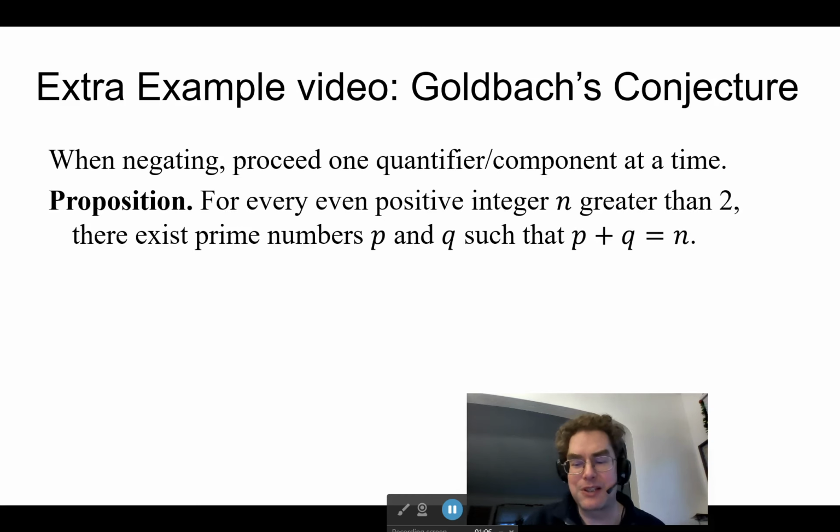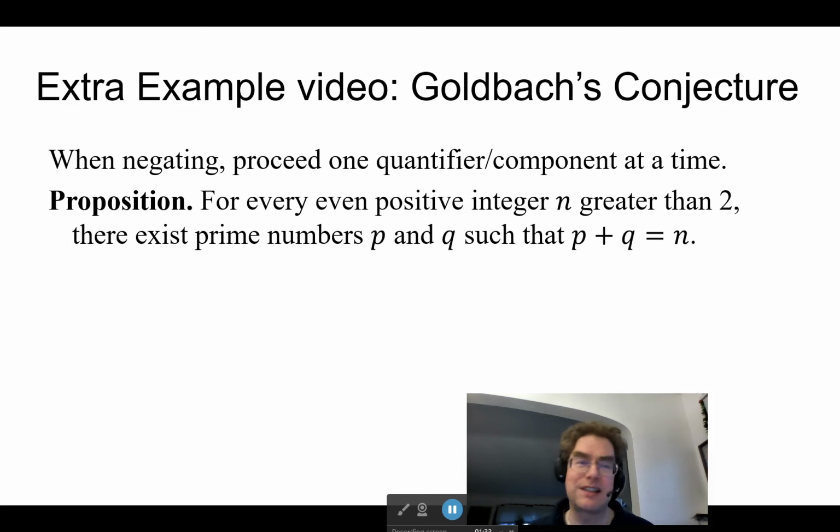Okay, so here's the proposition we are going to consider. For every even positive integer n greater than 2, there exist prime numbers p and q such that p plus q equals n. So hopefully you can see the two quantifiers involved in this statement. Really, there are three. n is universally quantified, and p and q are both existentially quantified.